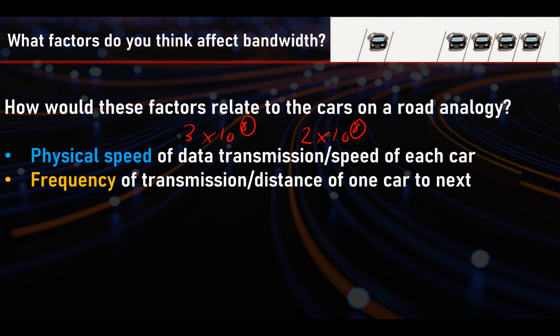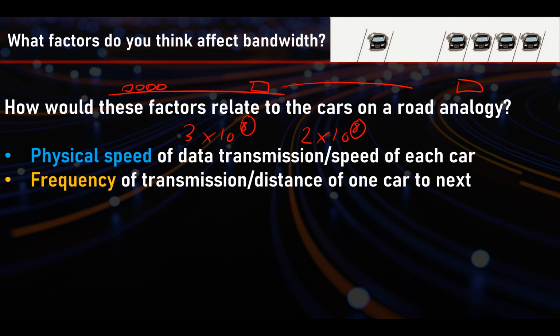The frequency is basically the distance of one car to the next. If we do a side-on view, let's say here we have one car, then another car, another car, another car. Of course, that's going to be extremely high bandwidth, because we're sending lots of data per second. If in contrast we have a low frequency, let's say here we have one car, then here we have another car. So this is going to be low bandwidth because the cars are far apart.